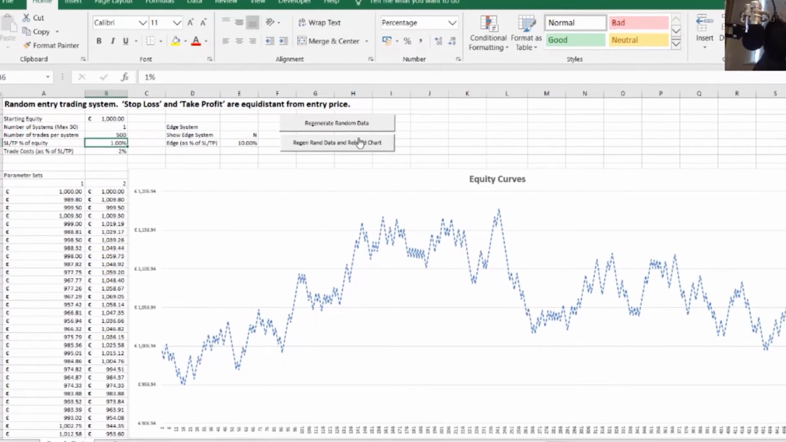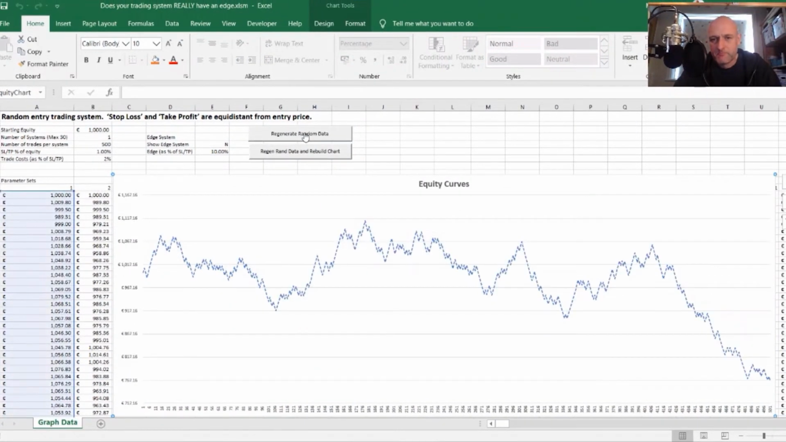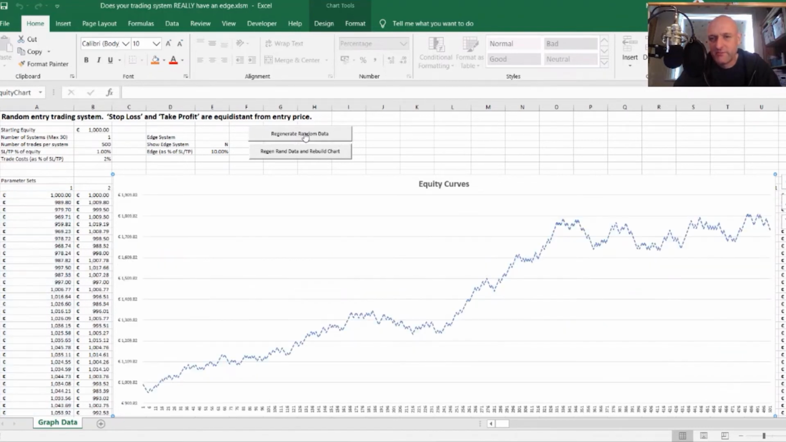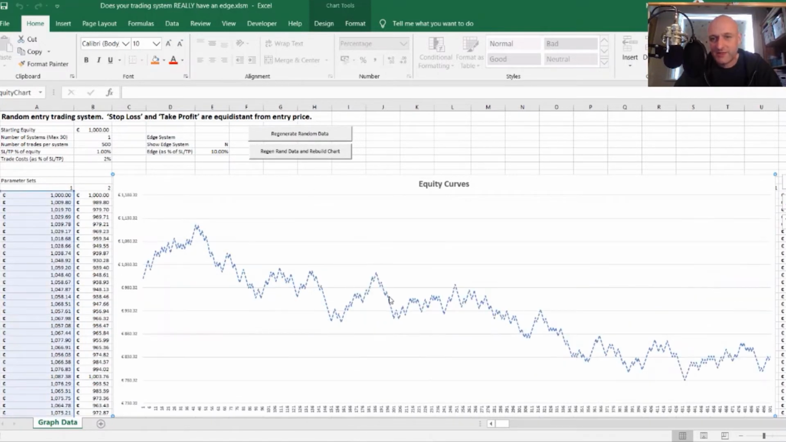So if we want to, we can easily just regenerate the random data. And here you can see the equity curve changes based on that. And sometimes, like the one we've got now, we get what looks like a system that has some form of edge. But of course, we know that that isn't actually the case. Sometimes it looks more like a random walk, and then sometimes it's the opposite, and we actually see a decrease in the equity here that looks like a losing system. But of course, all of these that we're looking at are completely random, including the one that looked really good a moment ago.